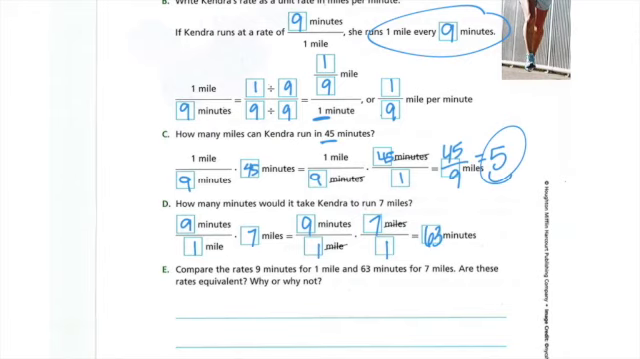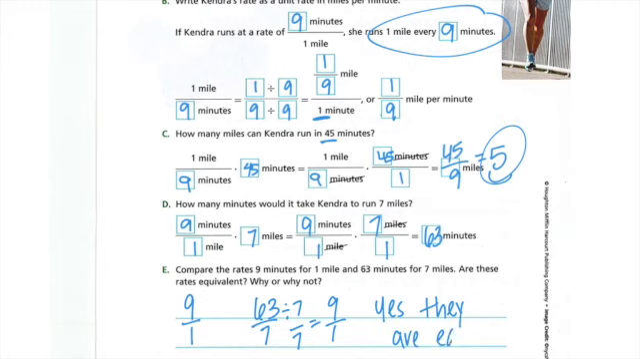Compare the rates 9 minutes for 1 mile and 63 minutes for 7 miles. Are these equivalent? Well, let's see. 9 minutes for 1 mile, we can't reduce that. 63 minutes for 7 miles, can we reduce that? Let's divide them by 7. What do we get? 9 over 1, yeah. So yes, they are equivalent because they reduce to the same thing, just like fractions.